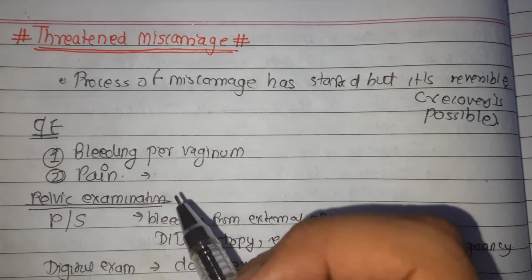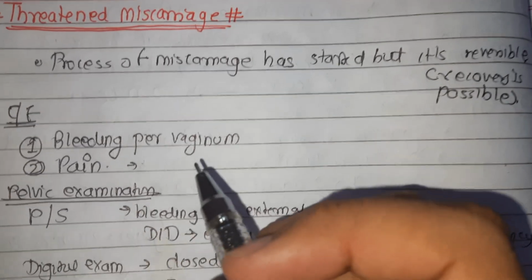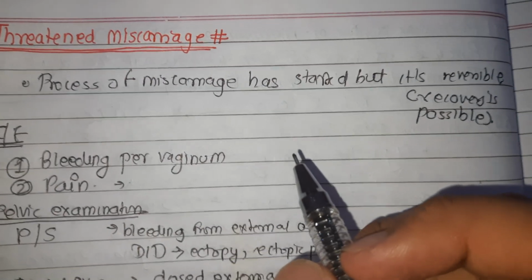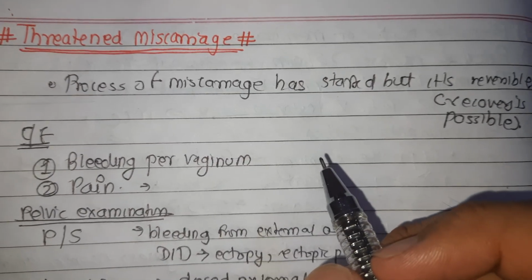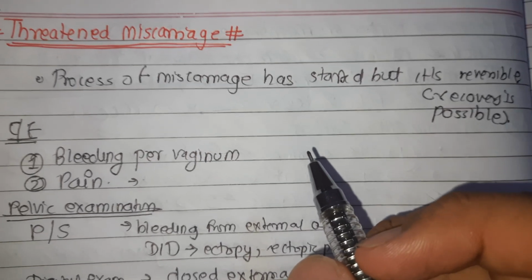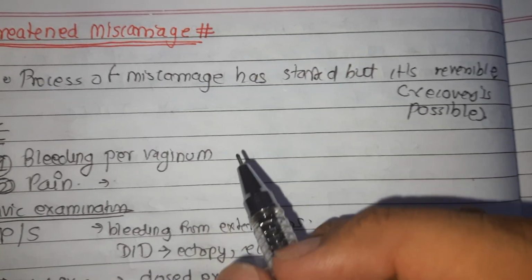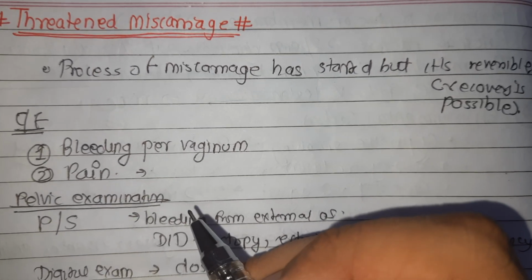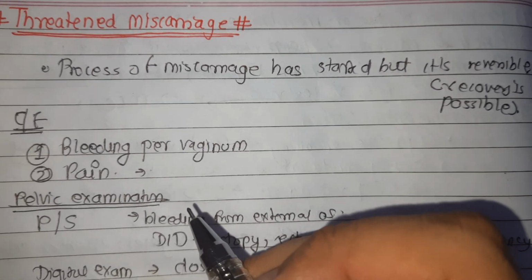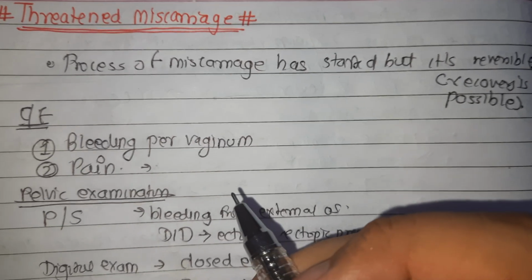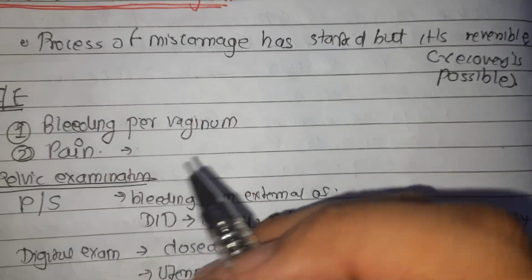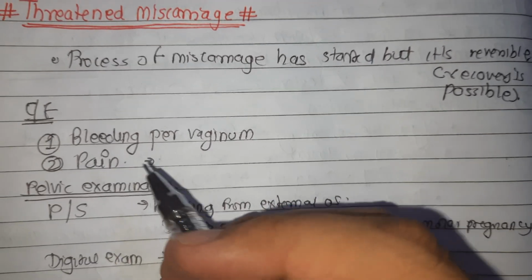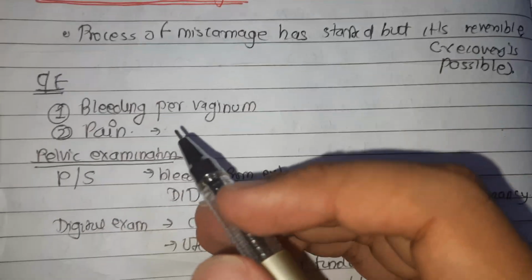suggestive of this, complaining of bleeding per vaginum. This is usually slight and may be brownish or bright red in color. On rare occasions, bleeding may be brisk, especially in the second trimester. But the bleeding usually stops spontaneously, and it is usually painless, but sometimes there can be mild cramp, backache, or dull pain in the lower abdomen, and the pain usually follows after hemorrhage. First of all, bleeding occurs, then sometimes pain appears, but usually threatened abortion is painless.